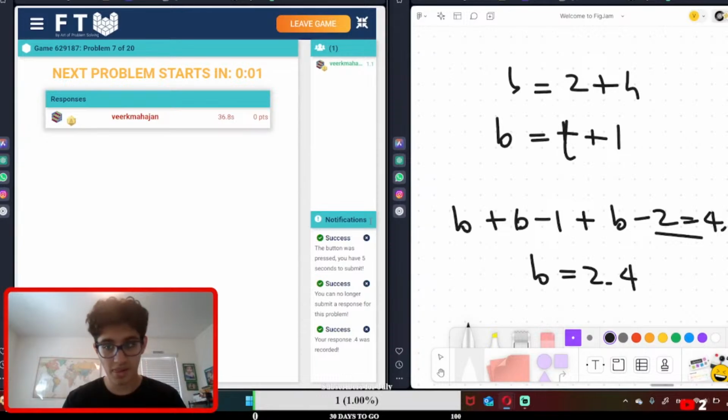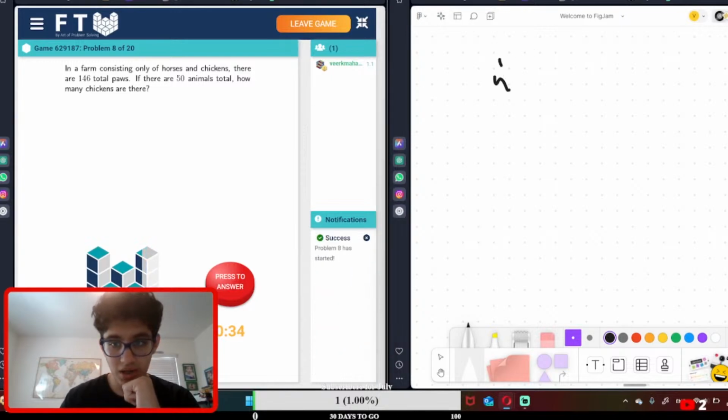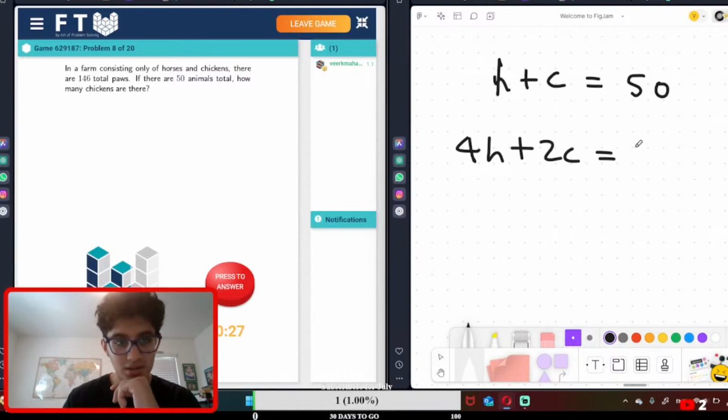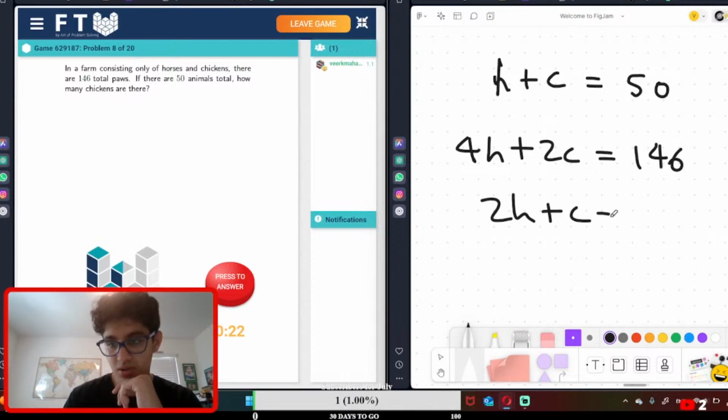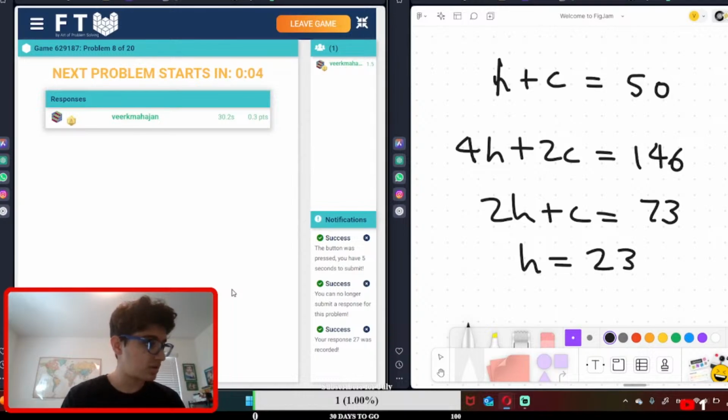Okay, wrong. Next question. There are 146 total paws. How many does a chicken have? Right, so each, I don't know how many paws they have. h plus c equals 50. Horse must have 4, right? So 4h plus 2c, I think, equals 146. So 2h plus c equals half of that, which is 73. So h is equal to 23. How many chickens are there? There'll be 27 of them. Okay.